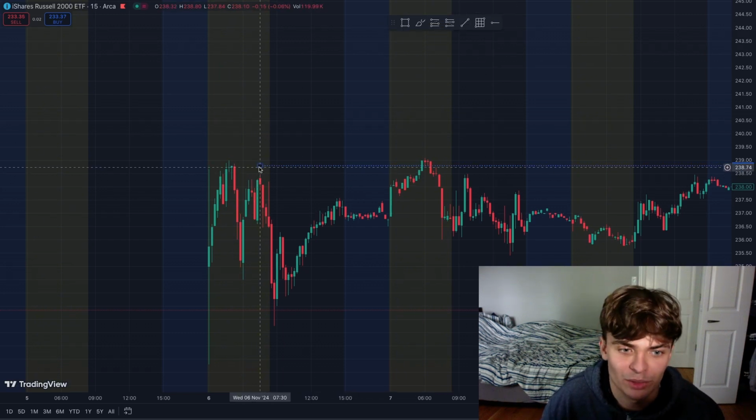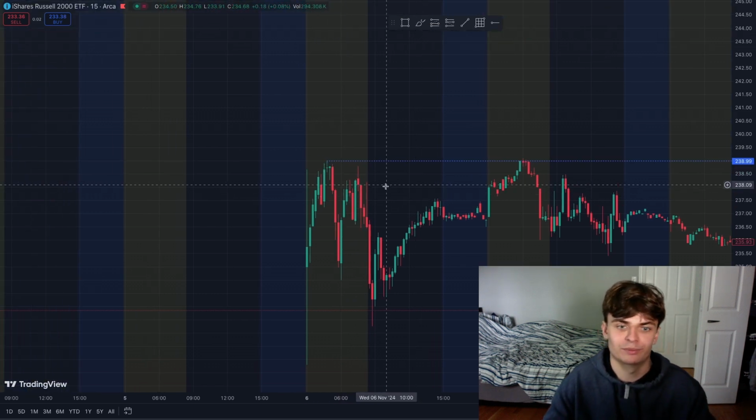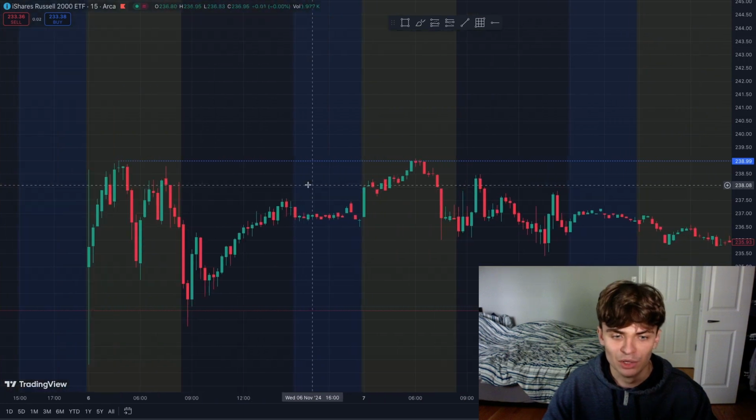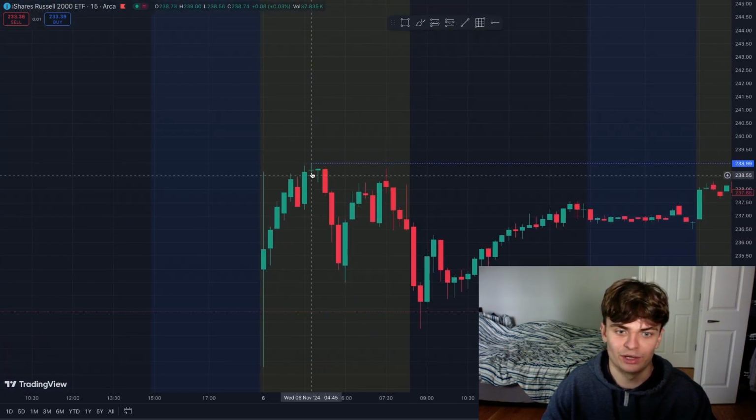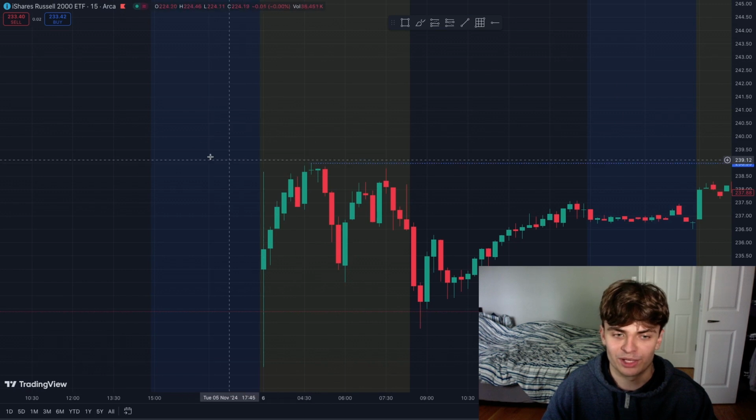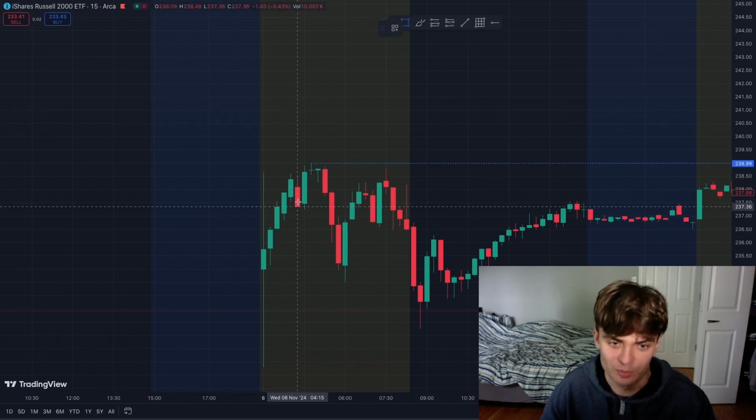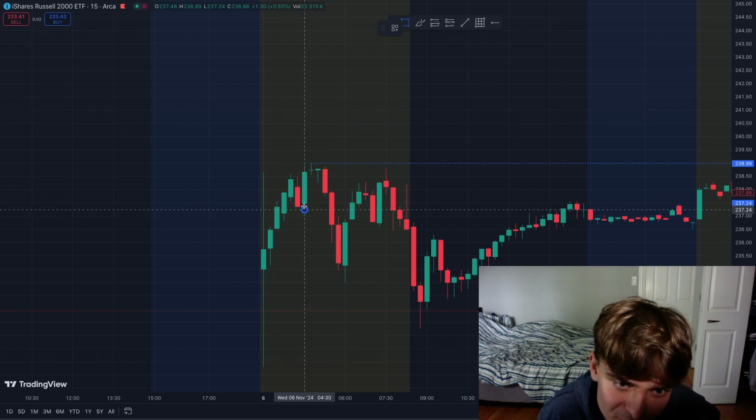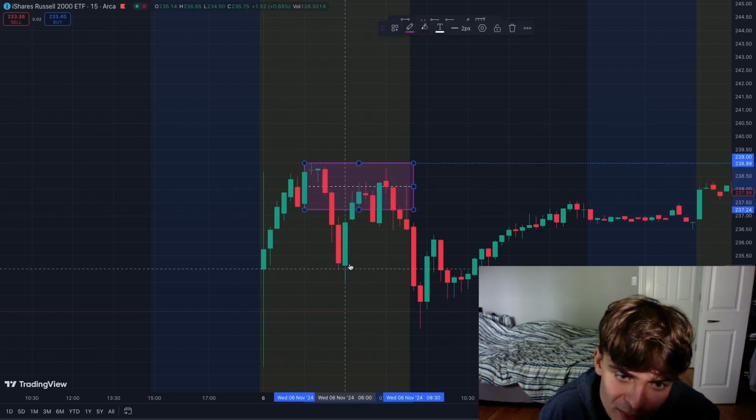So we have this high right here. Actually, this is a great example. We did not sweep any liquidity at this point, but since we're at an all-time high, and this is on the 15-minute time frame, this would be a 15-minute order block. It would be this last leg up. We see that price came out of it.